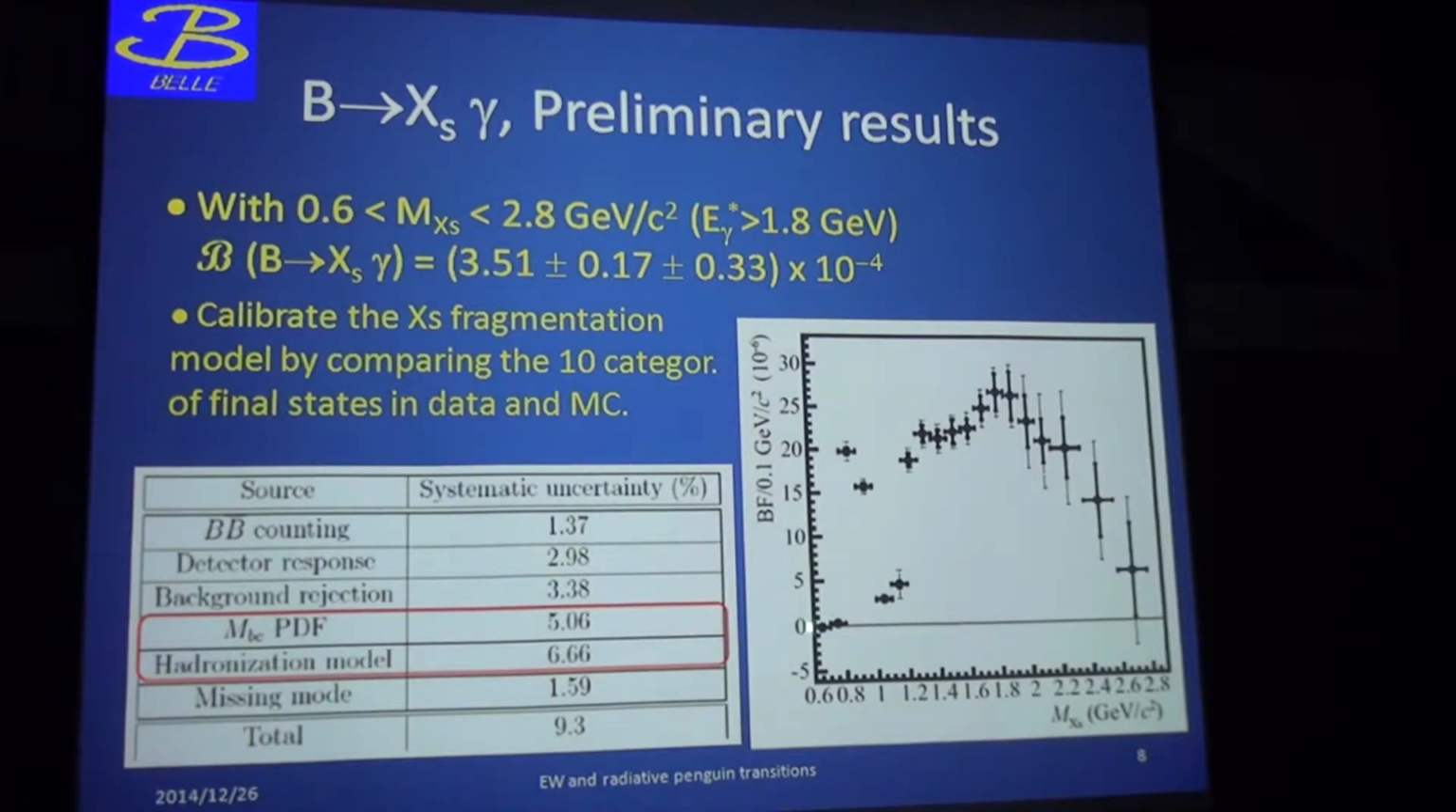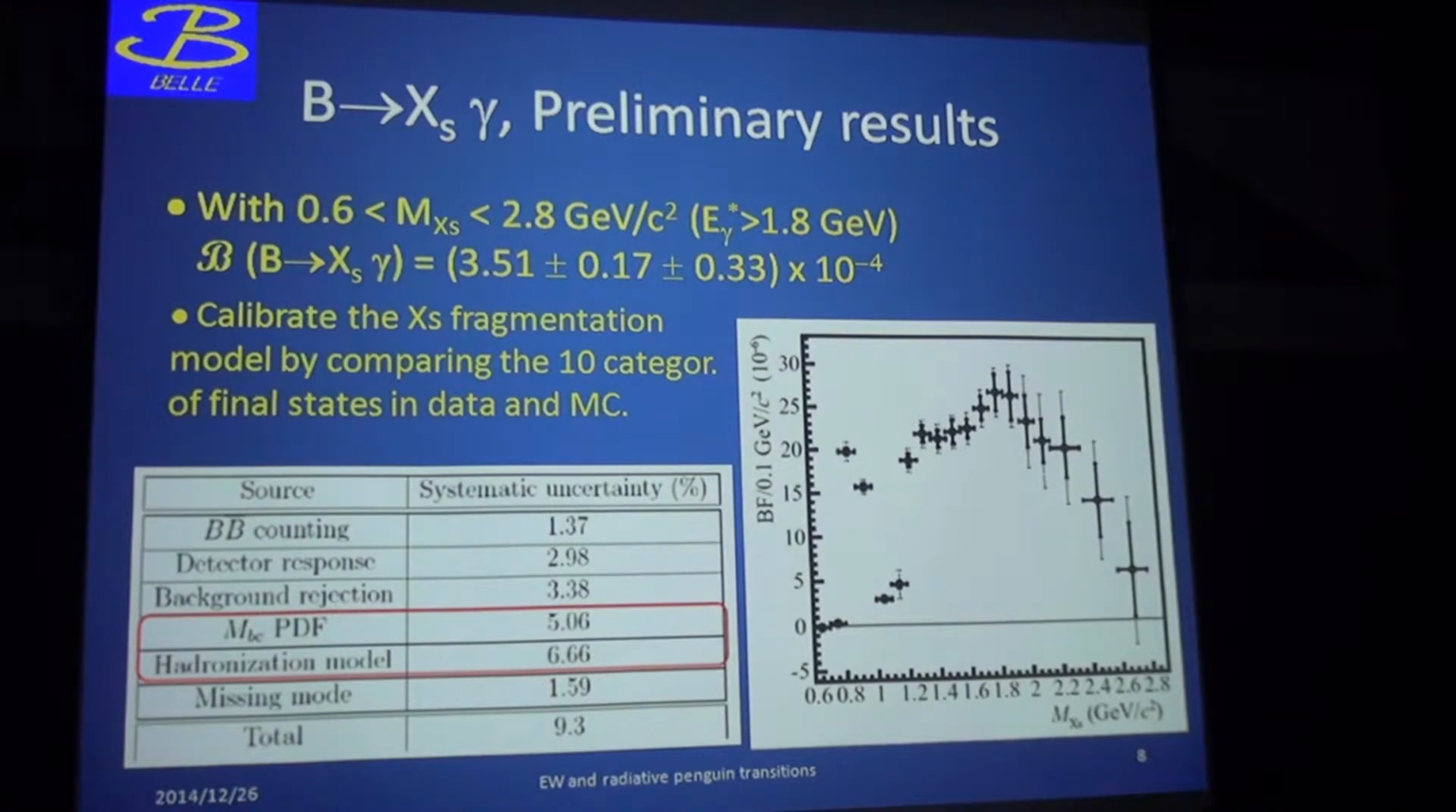Here, this shows the MX spectrum. You can see a clear K star. The high mass region is due to various resonances and also fragmentation. And very importantly, the dominant systematic errors come from the hadronization model, which means how do you know these various MX modes?